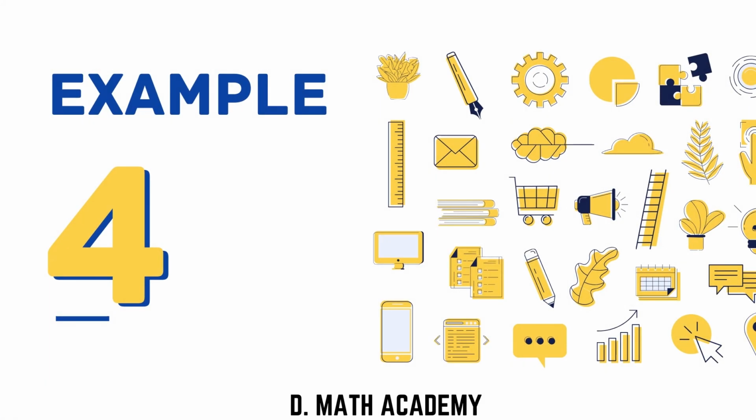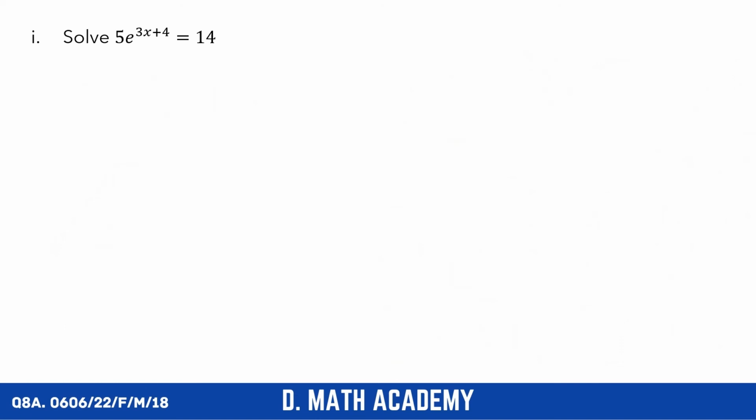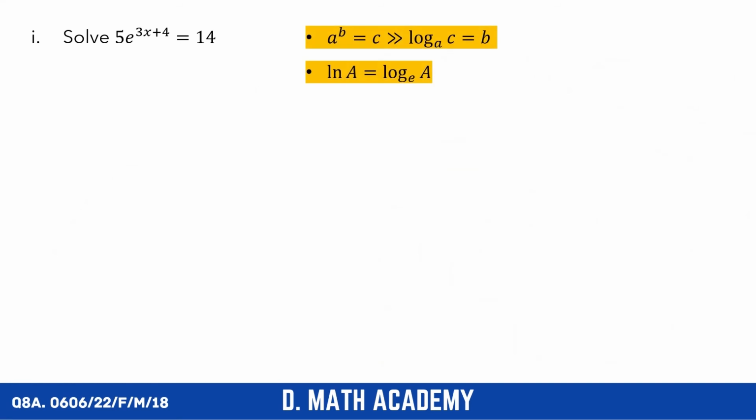Over at example 4, we have involvement of e again. So we have 5e to the power of 3x plus 4 equals 14. So I know we will be using the natural logarithm concept here, and we are required to apply logarithm into this part. So first thing that I did was to shift the 5 to the other side, transform this into logarithm format.